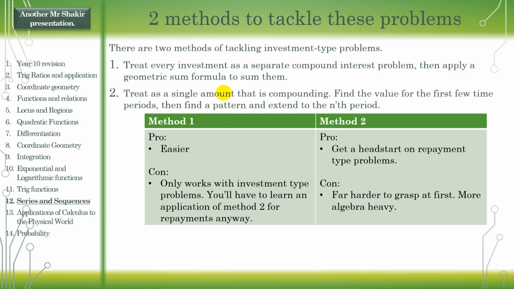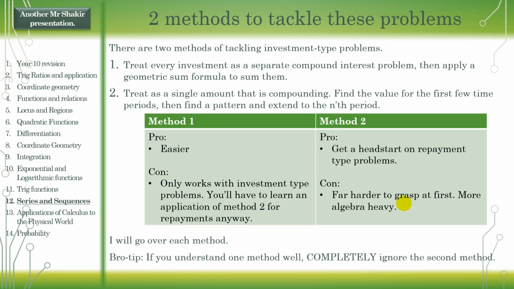So if you choose to use method 2 for this topic as well, you won't have to learn anything new for the next topic. However, it is far harder to grasp at first. Okay, it's significantly more algebra heavy. So it's up to you. However, I do recommend that if you understand one method, ignore the second method. Don't worry about it. As long as you understand one, you'll be able to do this question at least.